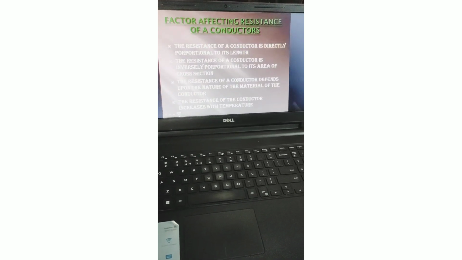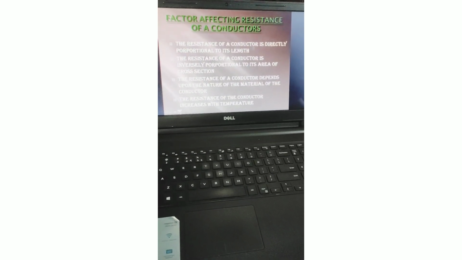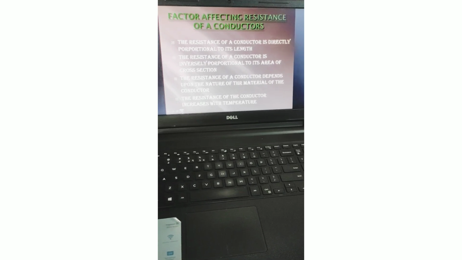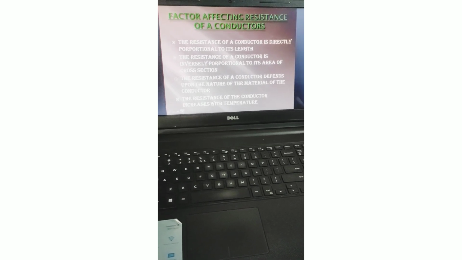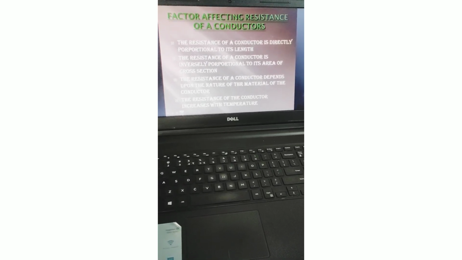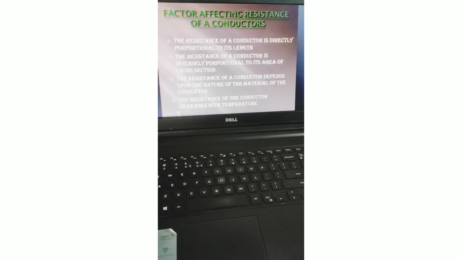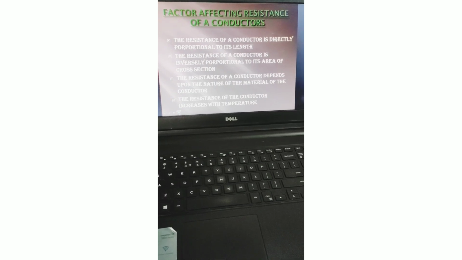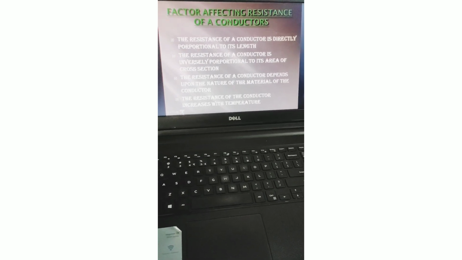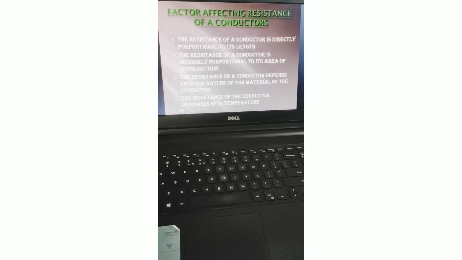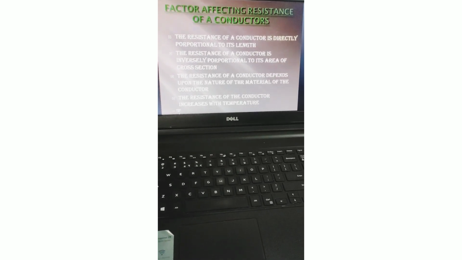We also have factors affecting the resistance of a conductor. That means there are some factors which affect the resistance of a conductor. Number one, as we can see on the screen, the resistance of a conductor is directly proportional to its length. Directly proportional to its length means, if the length is more, the resistance will be more. That means a long wire will have more resistance than a short wire.